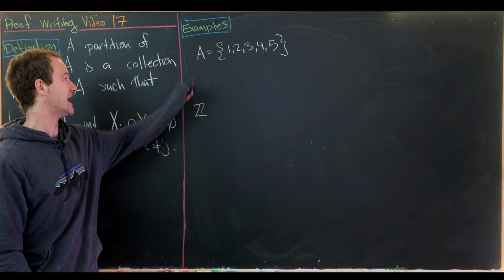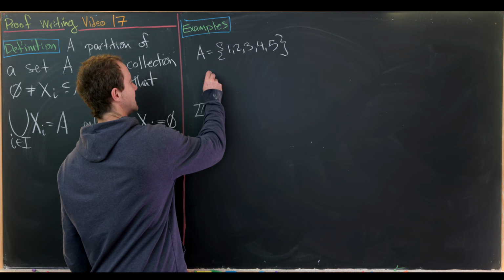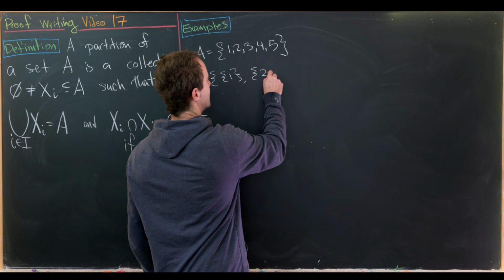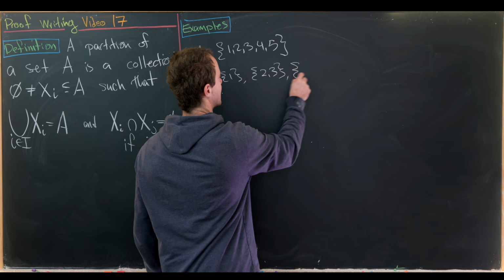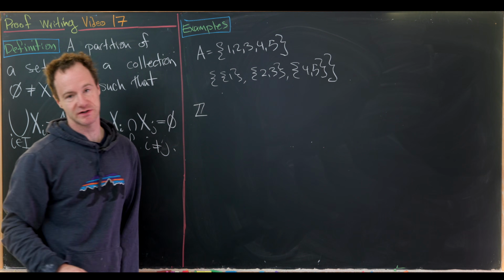Okay, so let's look at some examples, starting with a very simple one. Let's take A to be the set {1, 2, 3, 4, 5}. This would be an example of a partition of A. We could have the singleton {1}, we could have {2, 3} together, and then we could have {4, 5} together. So that's an example of a partition.